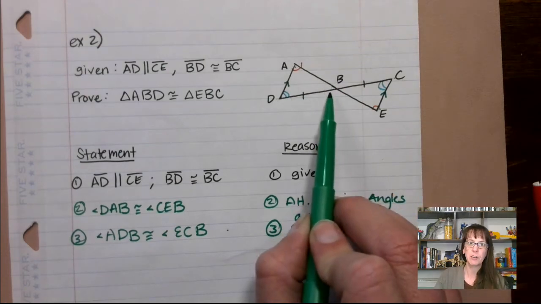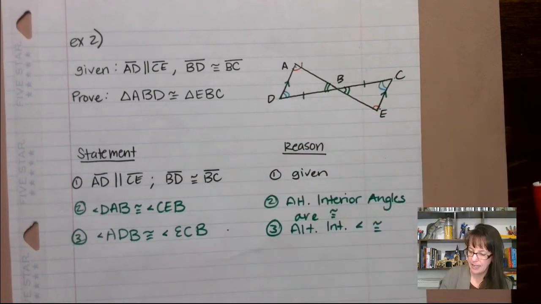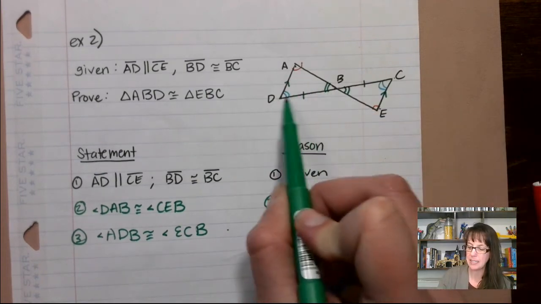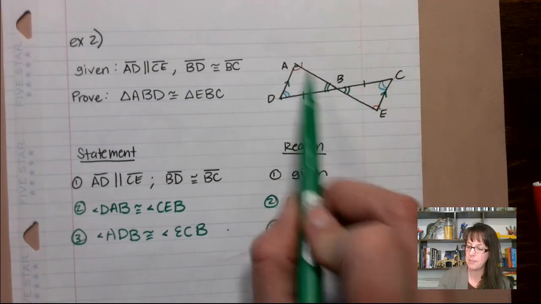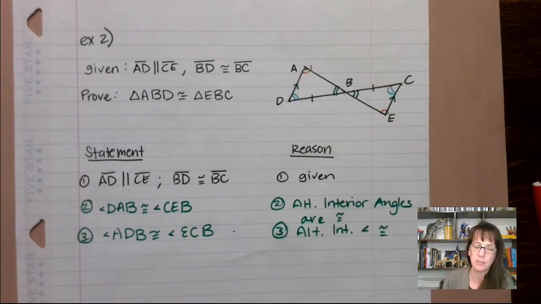You see that we have a vertical angle. So we have a third angle that is congruent. We've got angle ABD and EBC would also be congruent because of vertical angles. Now, I don't need to write that down because I don't need that third angle.